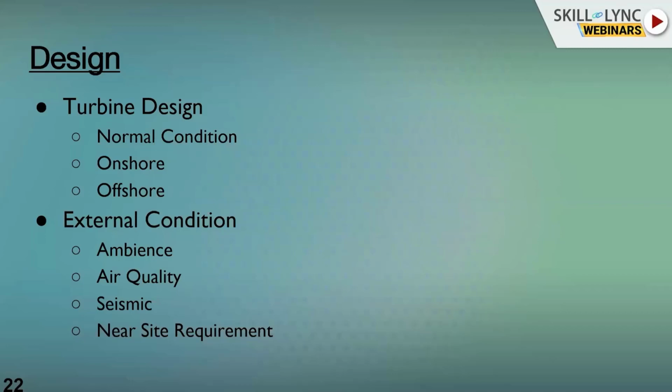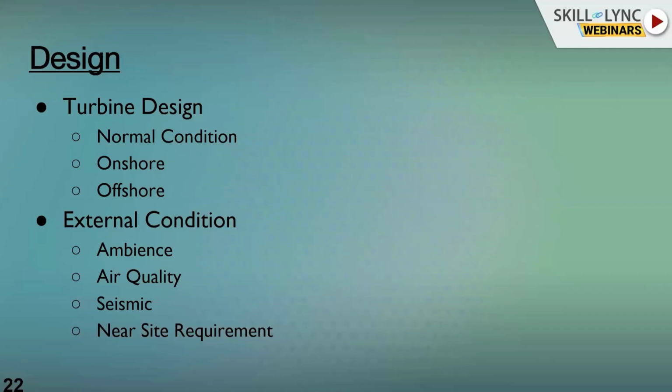If you are going for a turbine above 45 degrees, then you have to use an additional cooling system design to get better performance. So the normal condition, what is the onshore condition and offshore condition. These are all major for designing the turbine. And you also consider the ambient. What is the ambient? Air quality.